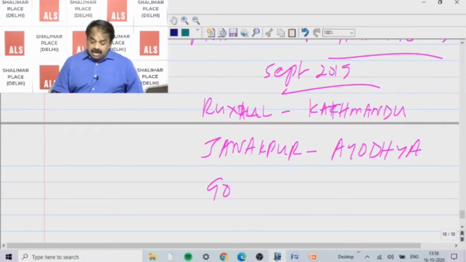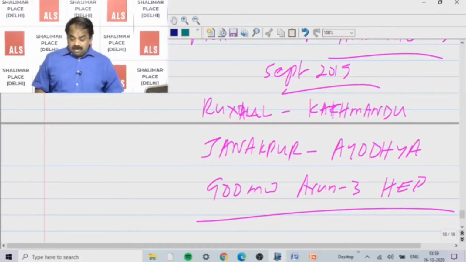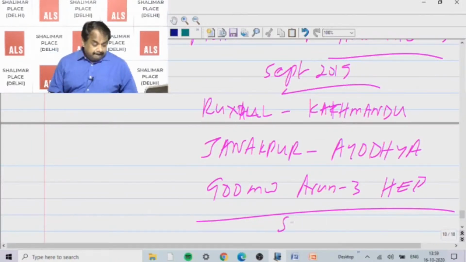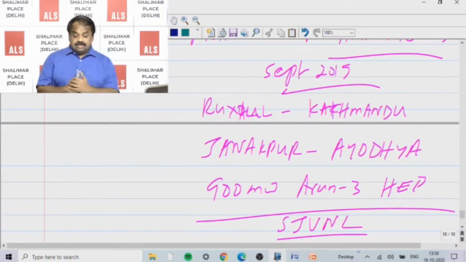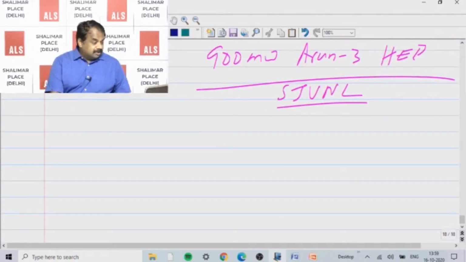Recently Nepal has awarded the 900 megawatt Arun 3 hydro project on the Arun river to an Indian company, Satluj Jal Vidyut Nigam Limited, SJVNL. So many projects are there. As far as bilateral trade is concerned, that is also on the upswing.